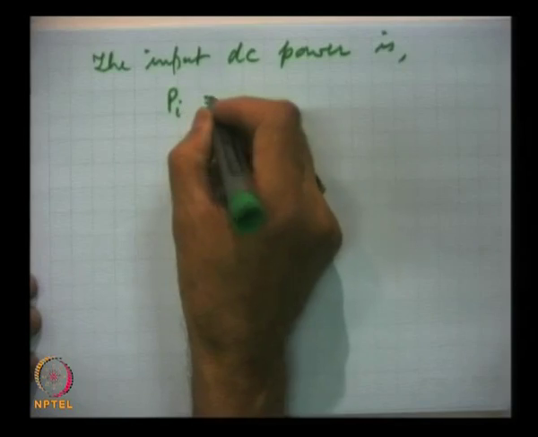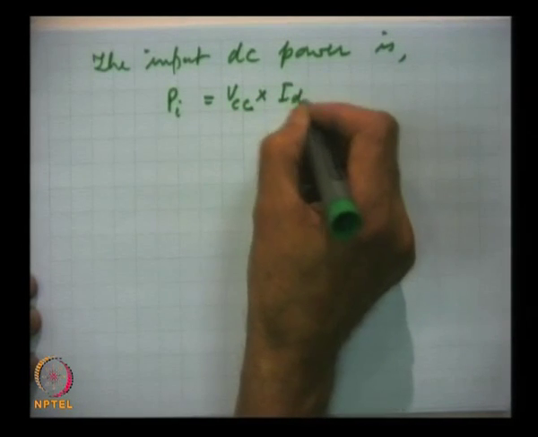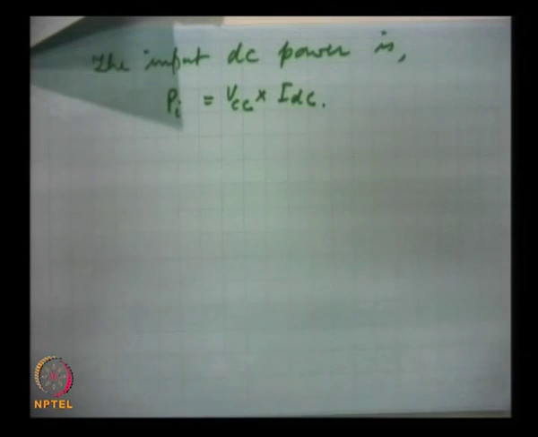Pi equal to Vcc into IDC, but IDC does not flow for the whole 360 degrees of the input signal. This we have talked about several times. In a class C amplifier, it flows only for a short duration. In fact, we can make the assumption that the collector pulse is rectangular in shape, like this.